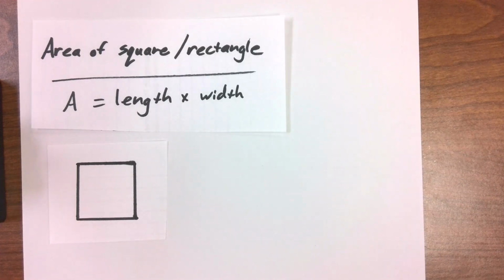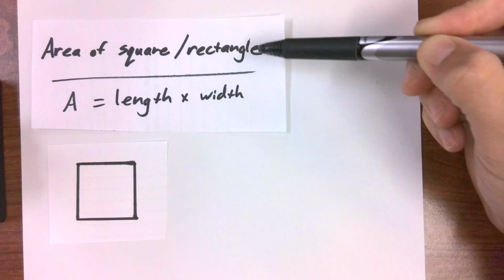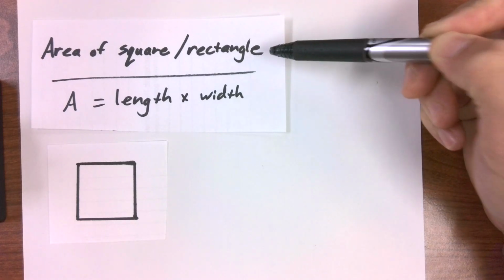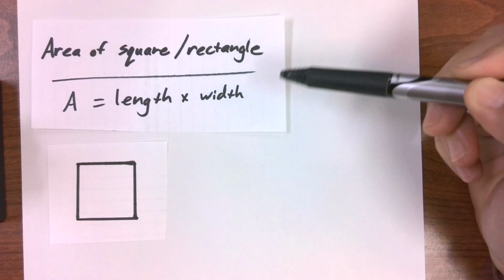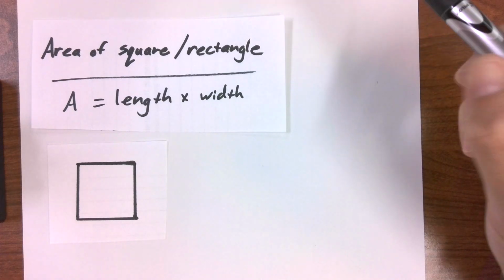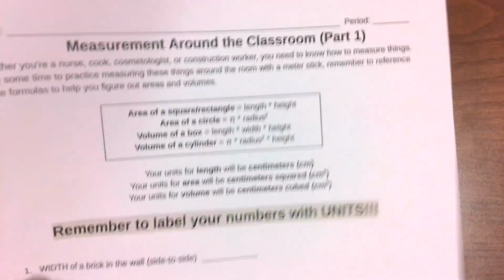Hey, so I want to talk to you real quick about this formula to find the area of a square or rectangle. This is probably something that most of you have seen before, but in case you need a refresher, here we go. So it's really very simple. And a reminder that this formula right here is also written on your paper.